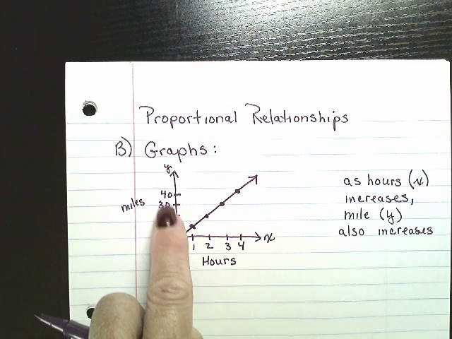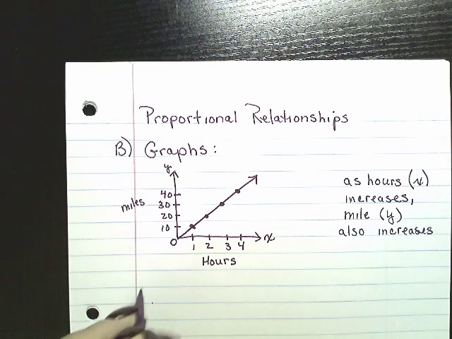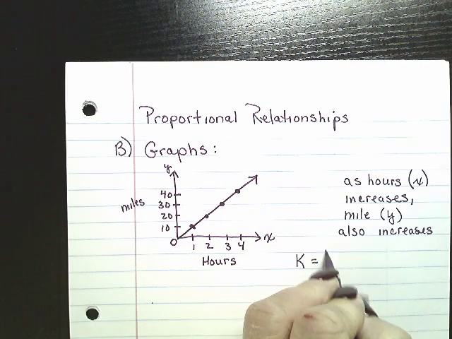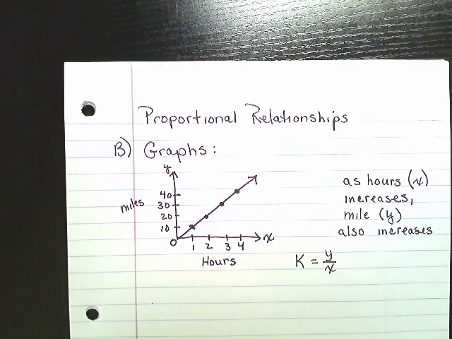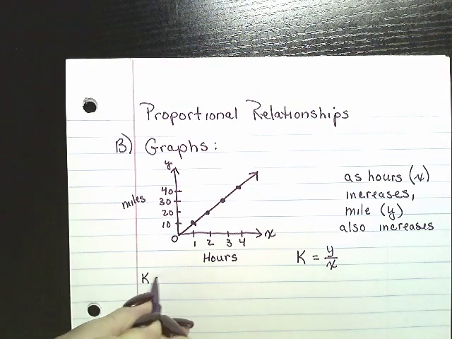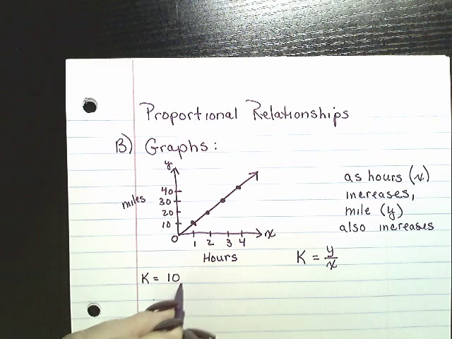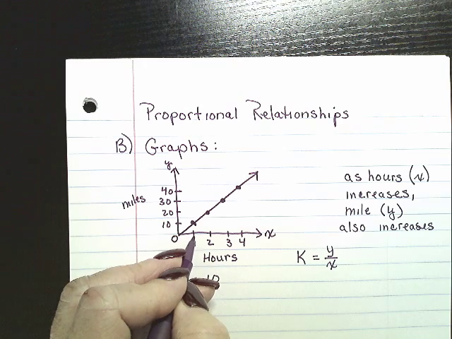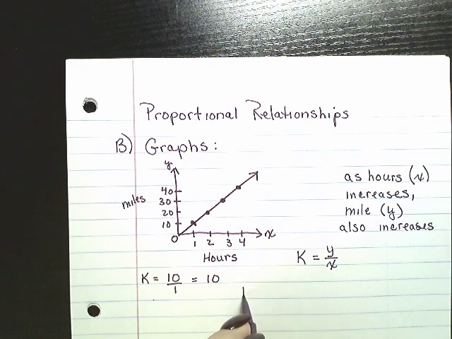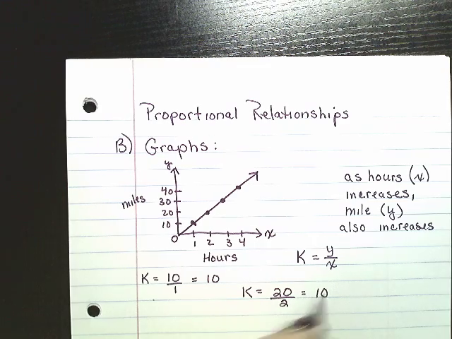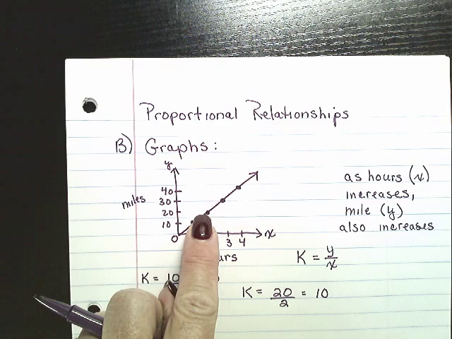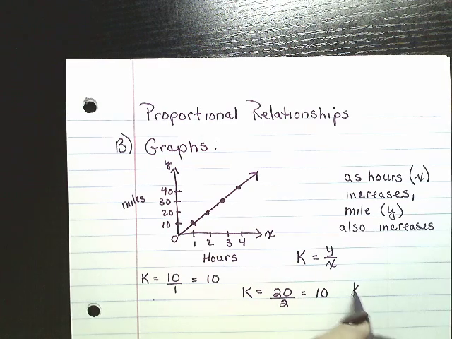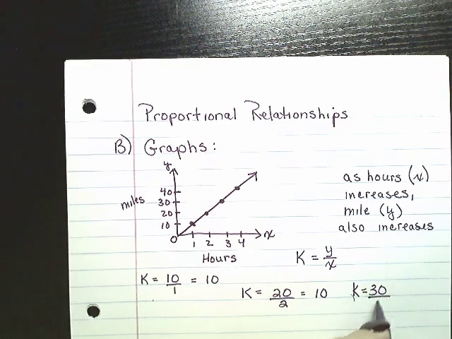And so are my miles: 10, 20, 30, 40. Okay, so we need to find k. Remember, k is equal to y over x. So k is equal to 10 over 1, and that equals 10. 10 is my y over 1 my x. K equals 20 over 2. That also equals 10. K equals 30 over 3. That's also equal to 10.